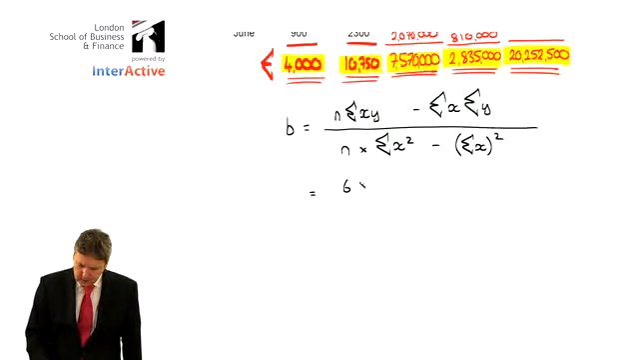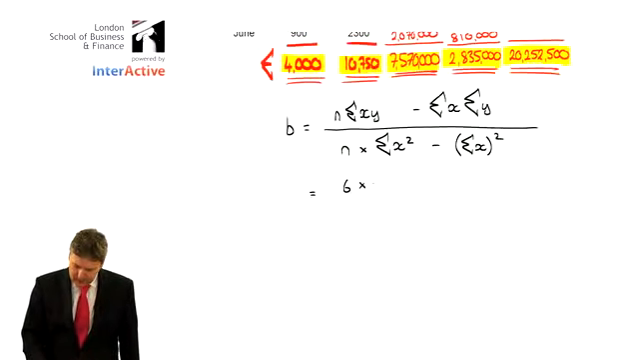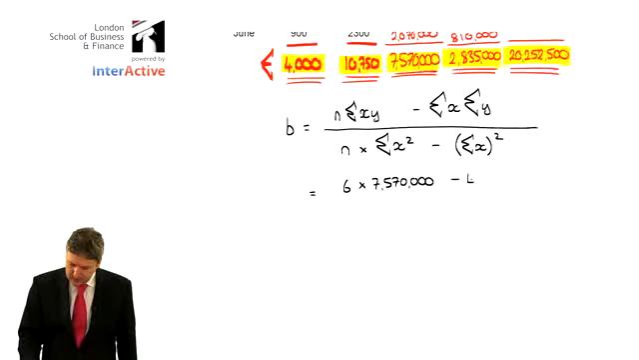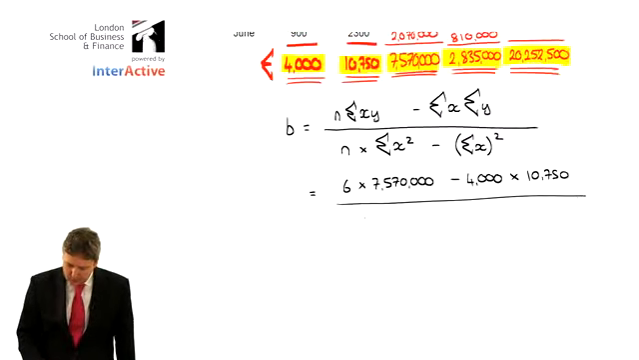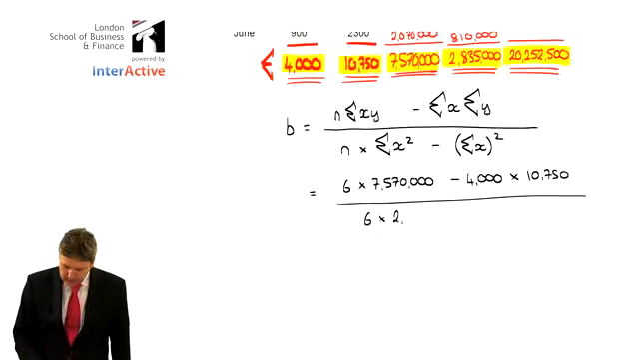N, 6, multiplied by the sum of xy, 7,570,000, minus the sum of x, 4,000, multiplied by the sum of y, 10,750. We divide through by n, 6 multiplied by the sum of x squared, 2,835,000, minus the sum of x, 4,000, all squared.